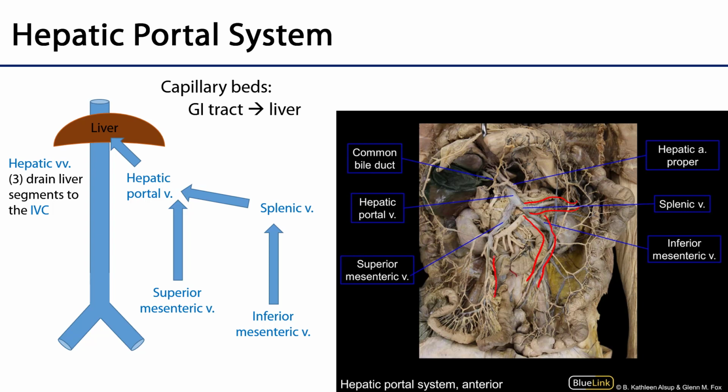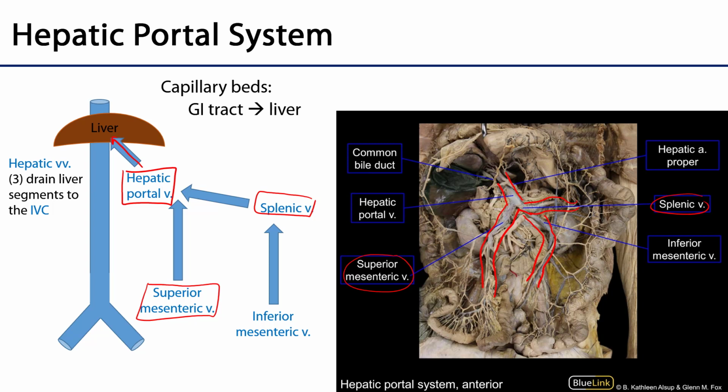There's also a superior mesenteric vein, and the concept to get here is that the union of the splenic vein with the superior mesenteric vein forms the portal vein, or the hepatic portal vein. So we have it over here graphically. Splenic vein meets superior mesenteric vein to form the portal vein or hepatic portal vein that is then conducted to the liver.